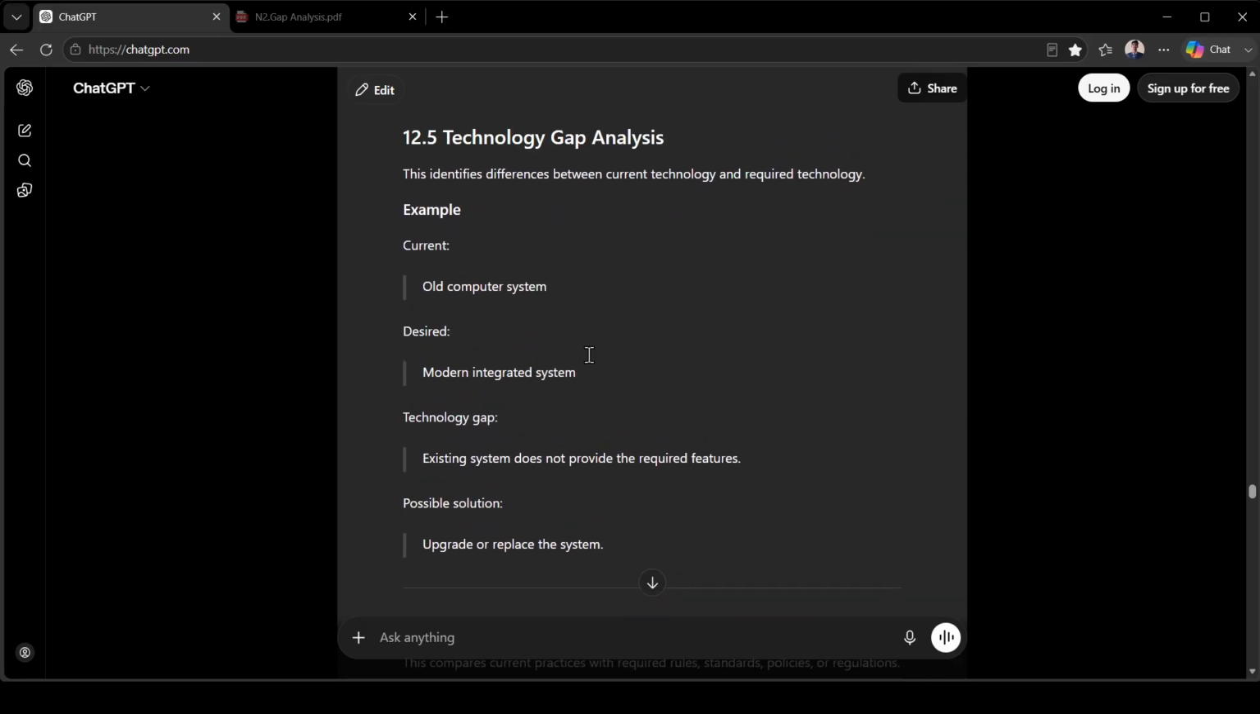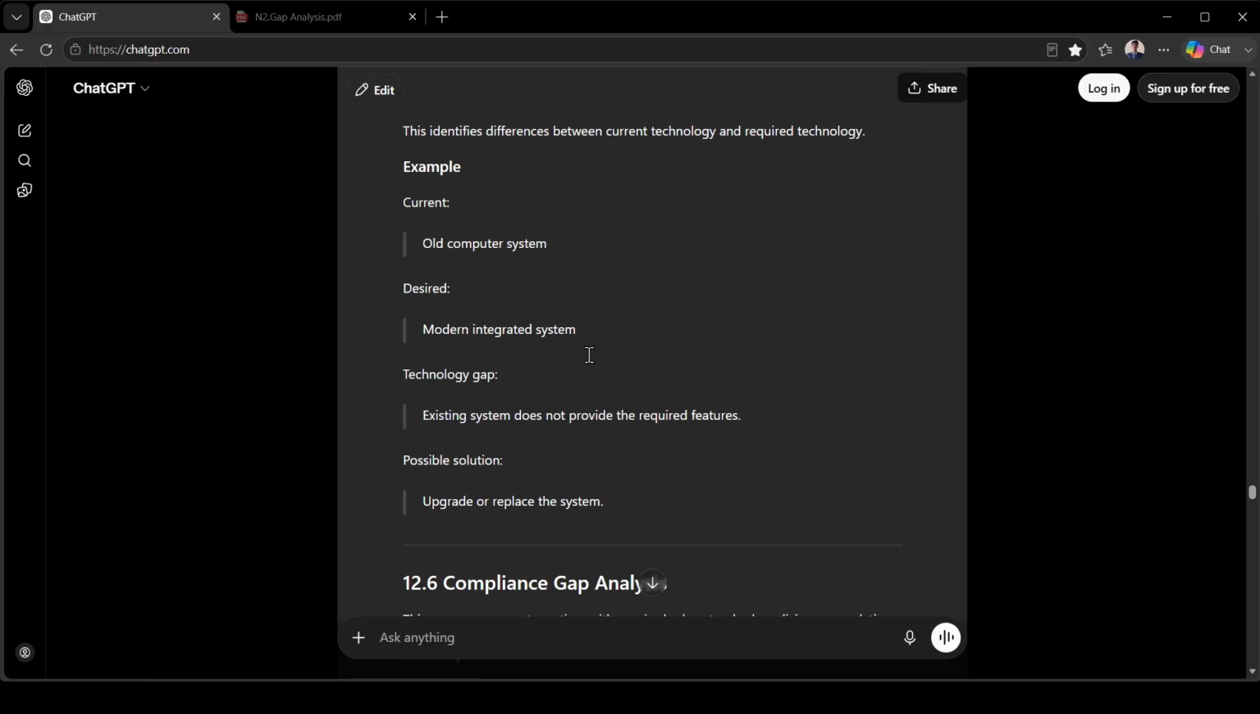Then technology gap analysis. This identifies the difference between current technology and required technology. Example: current old computer system, desired modern integrated system. Technology gap: the existing system does not provide the required features. Possible solution: upgrade or replace the system.